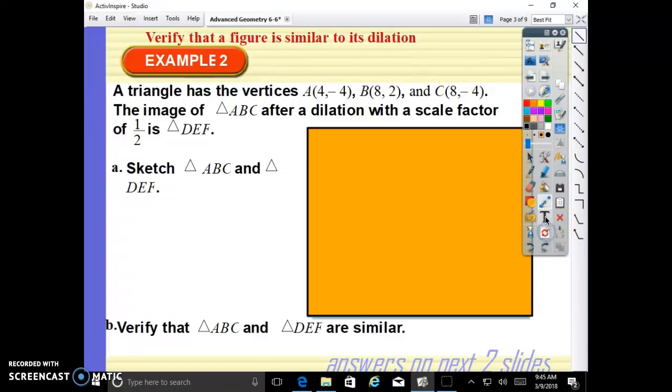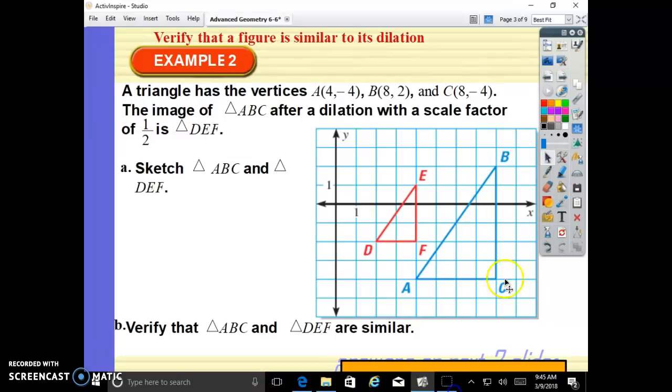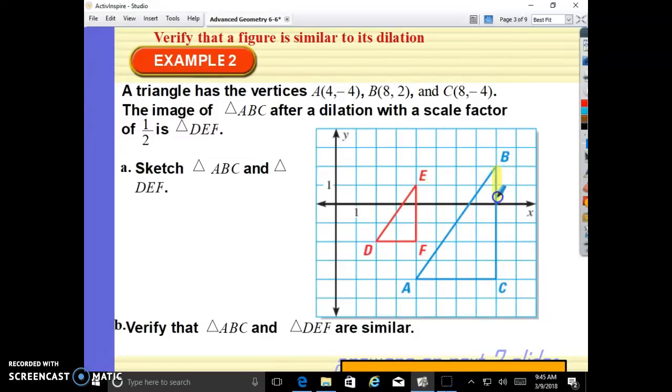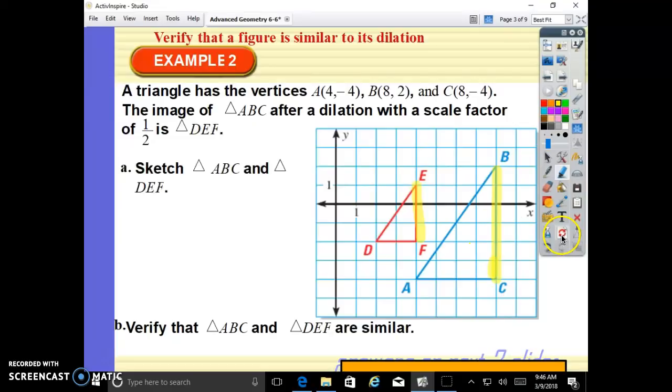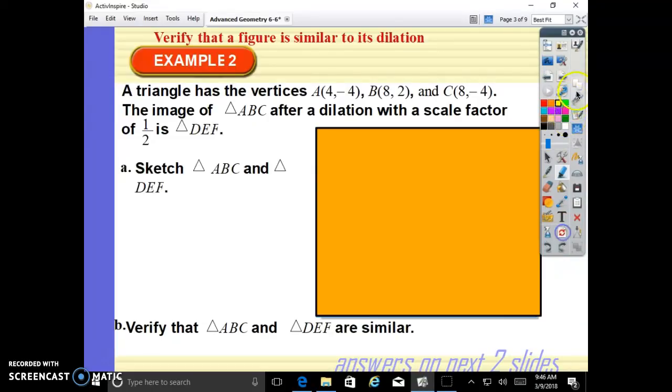If you're looking at your side lengths, originally 1, 2, 3, 4, 5, 6, this had a height of 6. Now 6 divided by 2 is 3. This length is only 3 because the scale factor is 1/2, and half of 6 is 3.